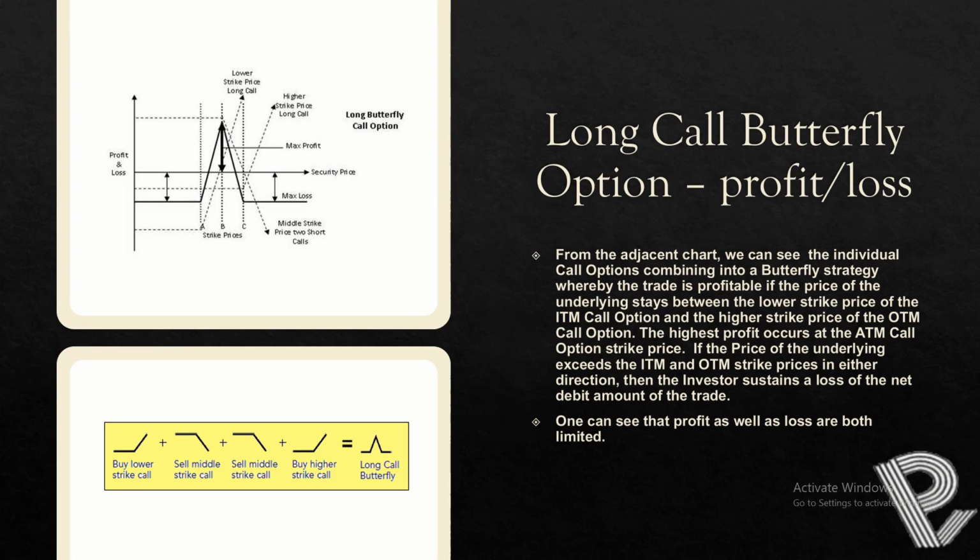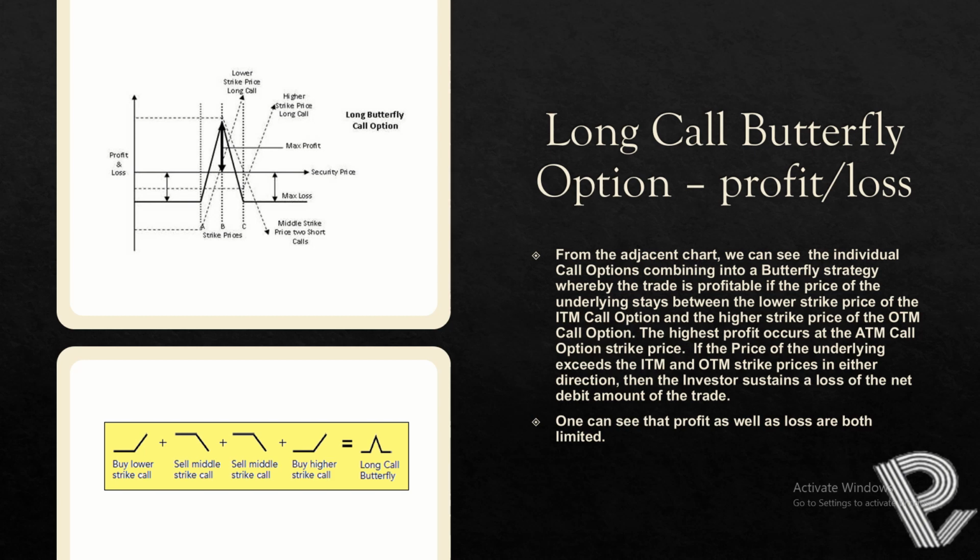Long call butterfly spread option profit and loss. From the adjacent chart, we can see that the individual call options combine into a butterfly strategy whereby the trade is profitable if the price of the underlying stays between the lower strike price of the ITM core option and the higher strike price of the OTM core option. The highest profit occurs at the ATM core option strike price.